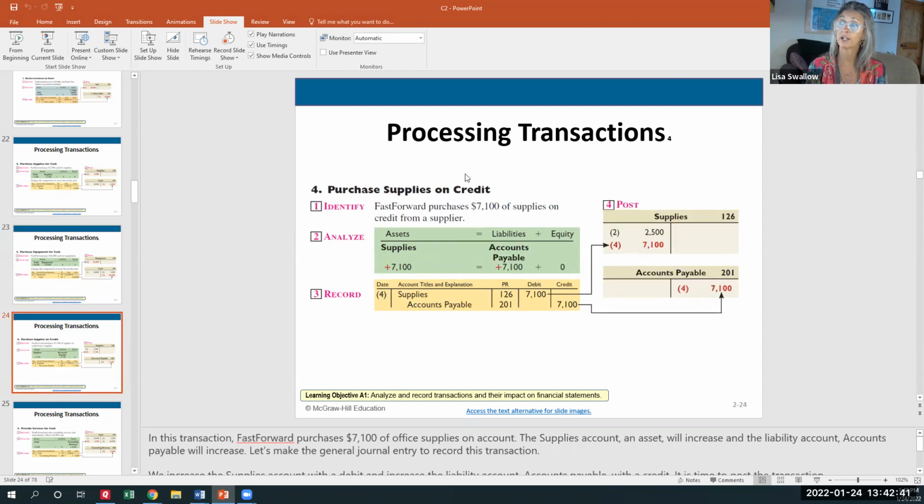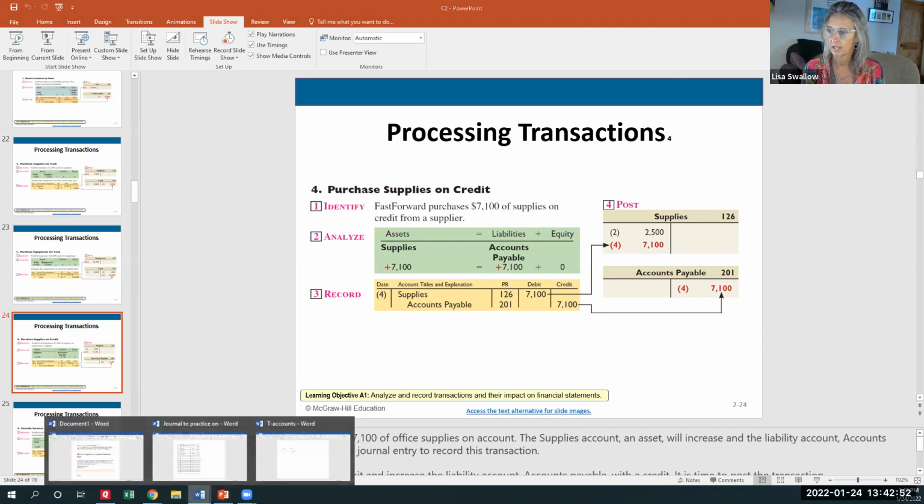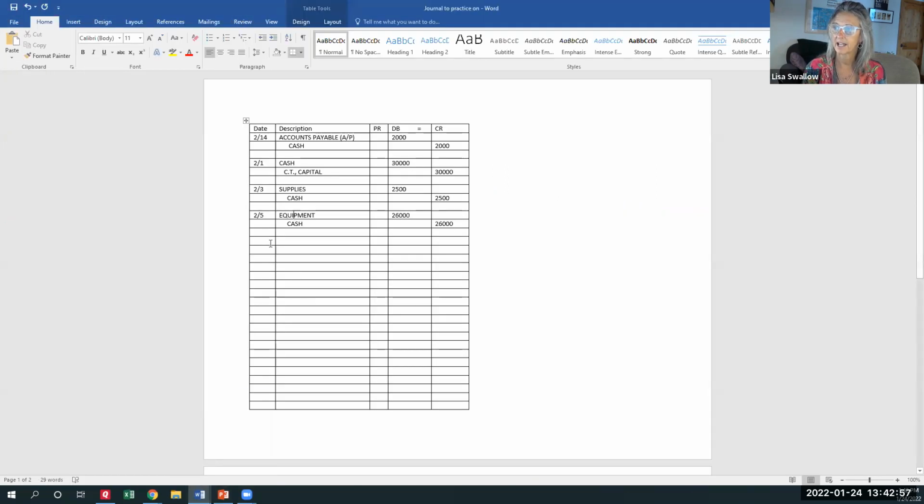All right, now I go and I buy some supplies on credit. I don't write a check. I tell them, hey, I'll pay you later. Now, what happens? I buy, let's say on the 8th of February, $7,100 of supplies, but I don't write a check for it. I say I'm going to pay you later. What's that called again? I think it's called accounts payable.